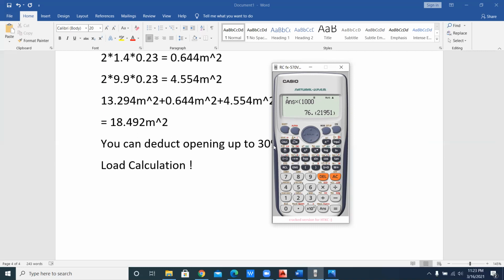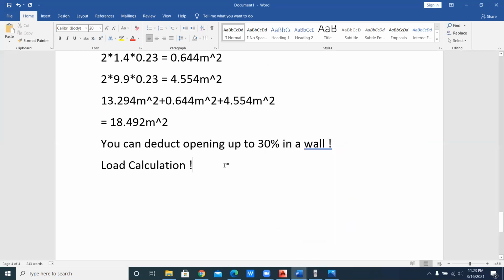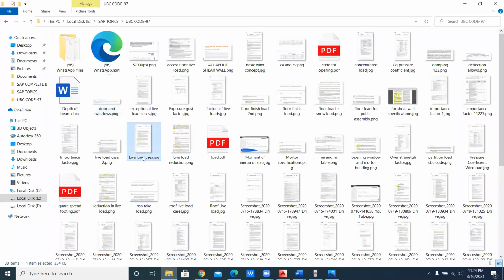It normally gives you kilonewton per meter cube, okay. First of all, you have to find out the unit weight of the marble. If you are given the unit weight of the marble, then you can apply it and it will be okay for you. But let's suppose you have a code and it gives you some factor. For example, the floor finish load, and I'm going to my UBC code.